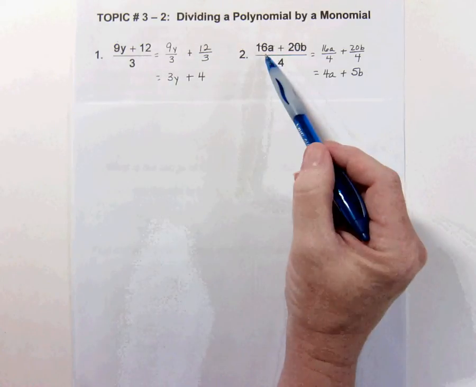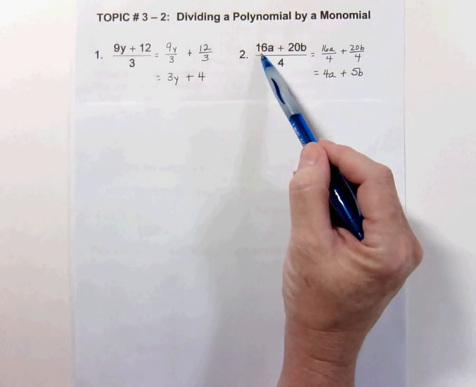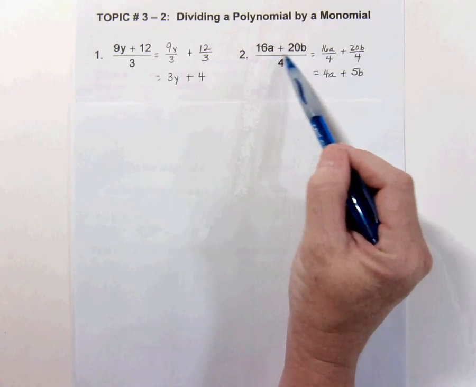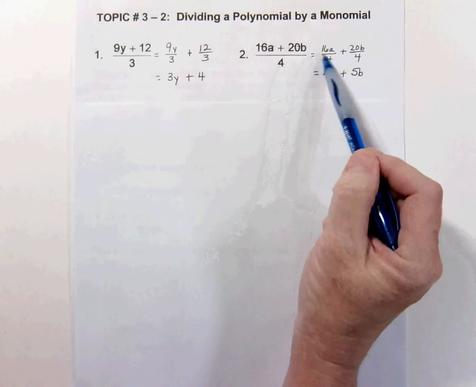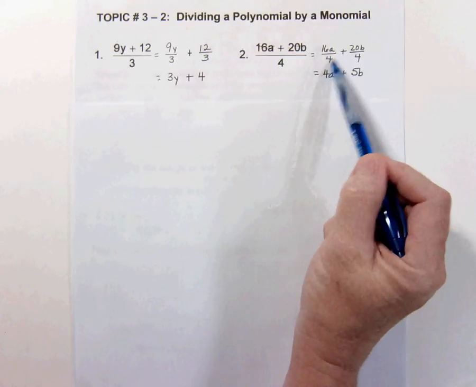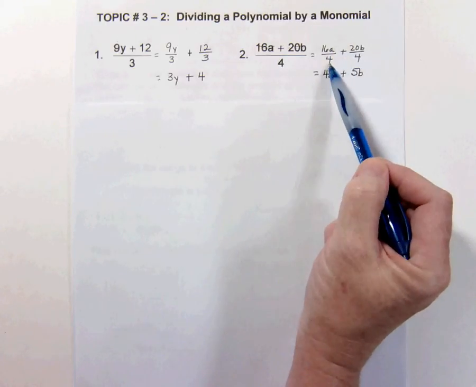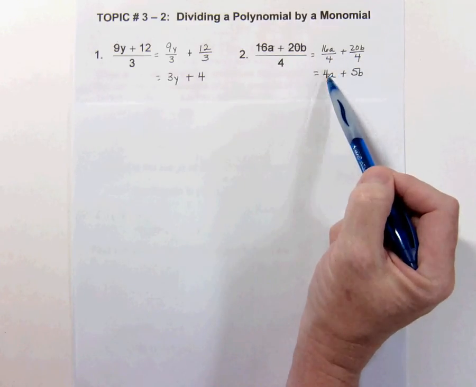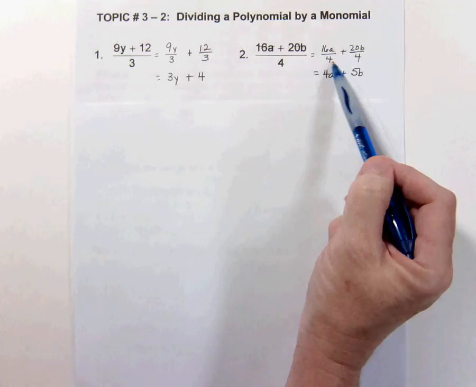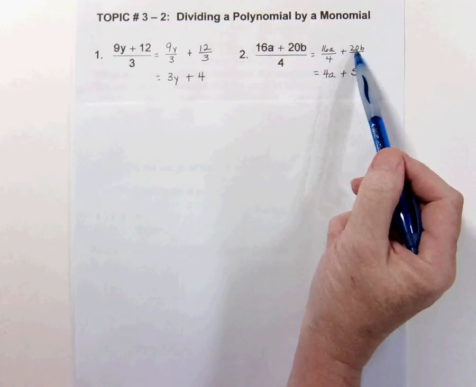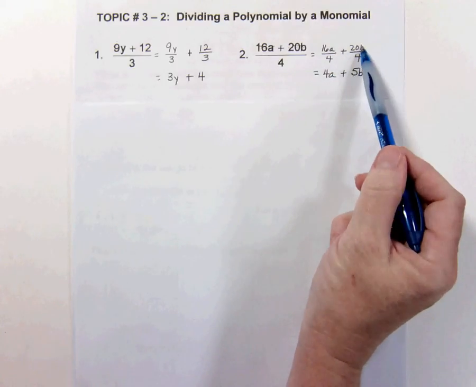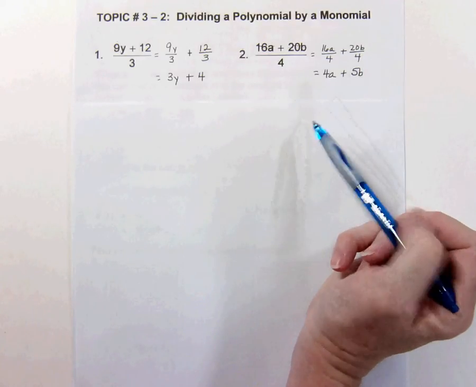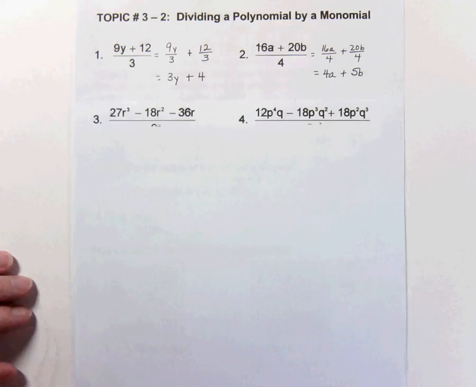On this one, both of your terms, your coefficients in front of your variables, can be divided by 4, and broken up into two terms, taking the 4 and dividing it underneath each one. 16 divided by 4 is 4. There's nothing common with an a, so it stays. 20 divided by 4 is 5, and b has nothing to cancel out, so it also stays. So that's dividing polynomials by monomials.